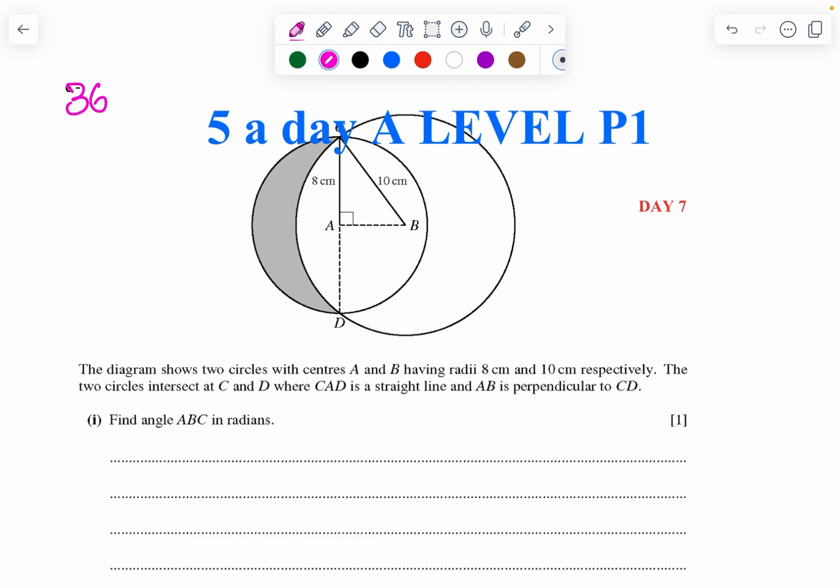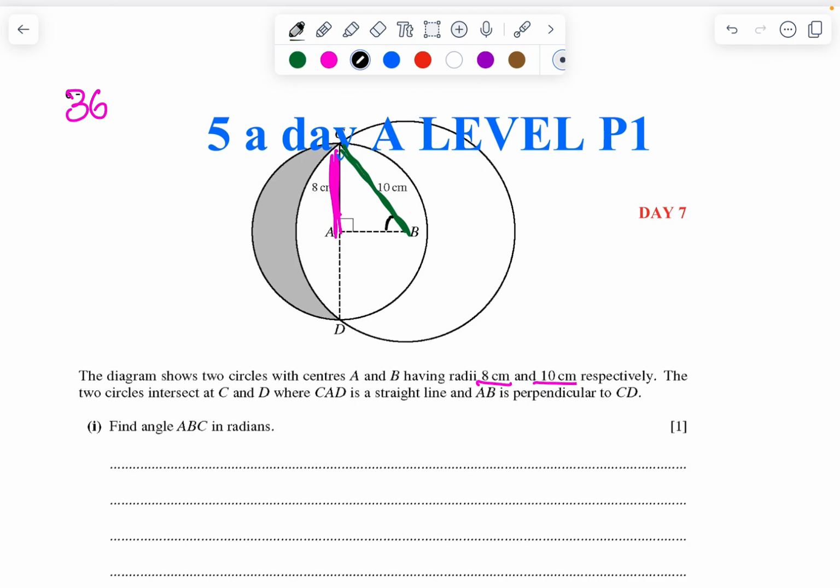The diagram shows two circles with centers A and B having radius 8 centimeters and 10 centimeters. So one radius is 8 centimeters whereas the other radius is 10 centimeters. The two circles intersect at C and D, and AB is perpendicular to CD. Find the angle ABC.